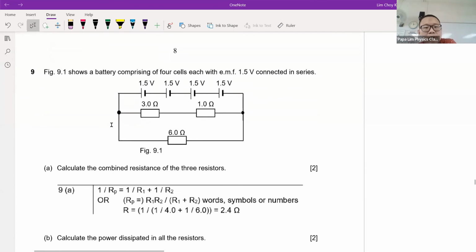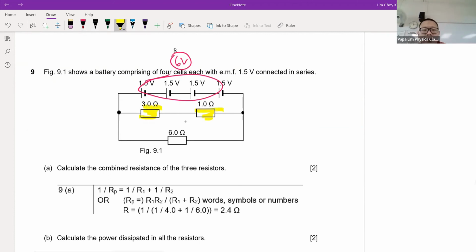So you have four cells, 1.5 volts each. So it's literally a total EMF of 6 volts. And it's in series. 3 ohm and 1 ohm are in series.